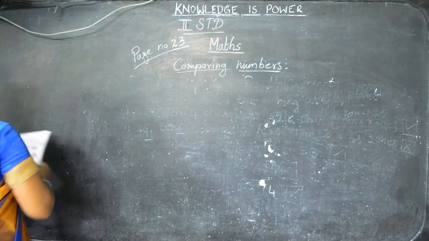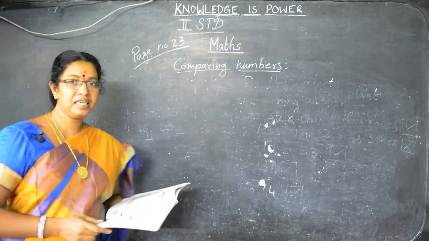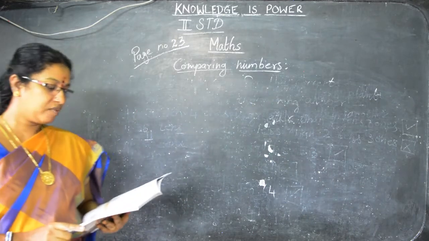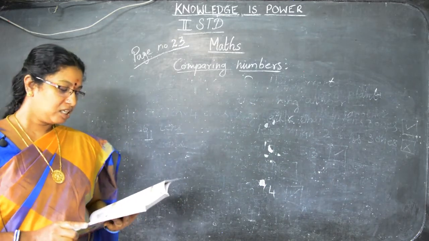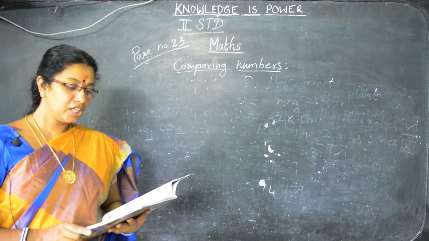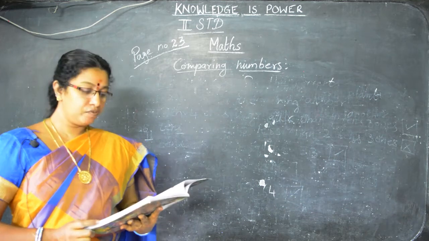See here, 1, 1, 1. The sun is 1. Only one sun is there, no? 2, 2, 2. Here is my shoe. We used to wear 2 shoes only, no? 1 shoe we won't wear.